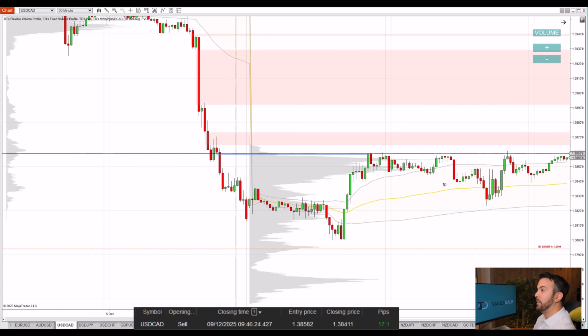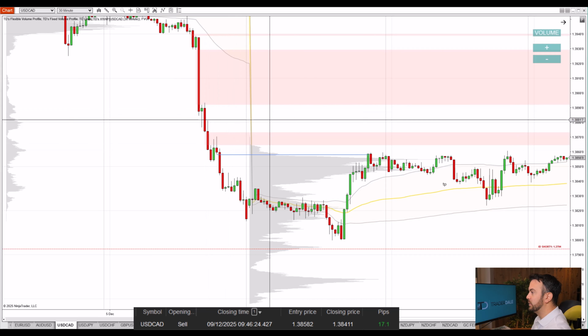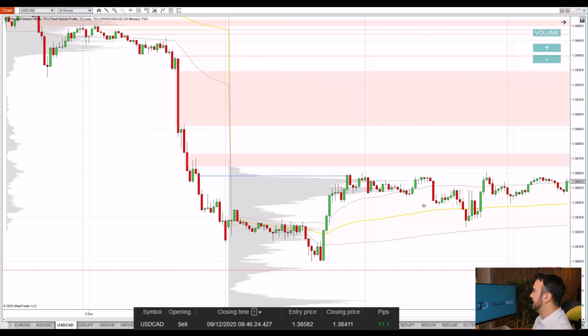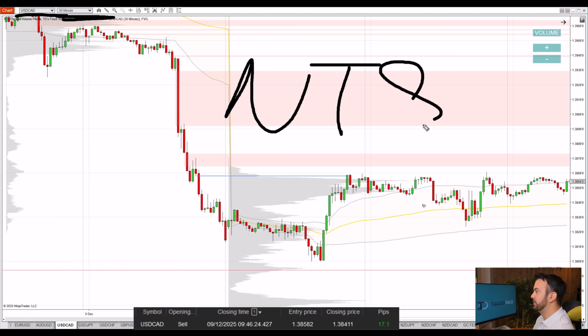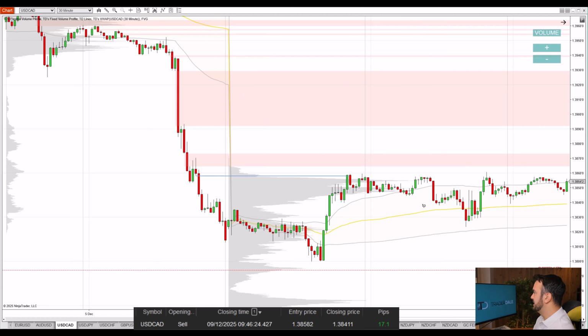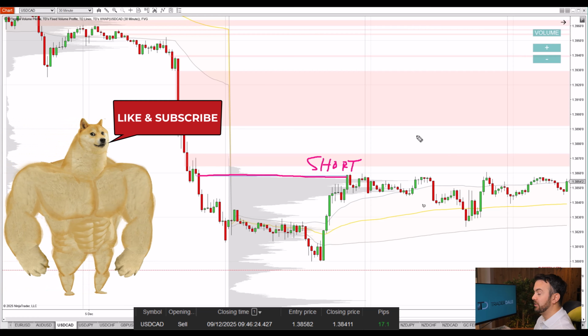Today I'd like to talk about a trade which I took on the US dollar, Canadian dollar. What you see before you is a 30-minute chart of the US dollar, Canadian dollar. This is NinjaTrader 8 platform, and what I want to show you here is a trade. It was a short trade, this red line, this was my short level, and now I'd like to talk about the reasoning behind the trade entry.